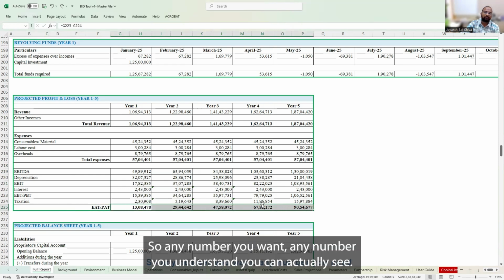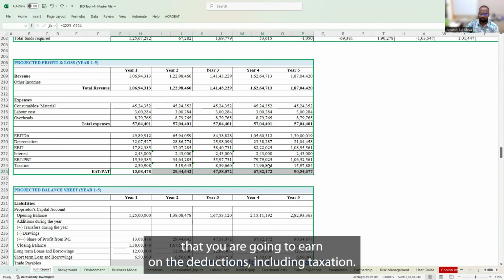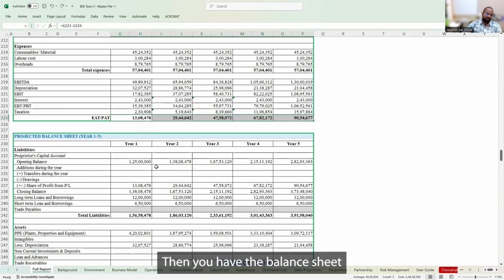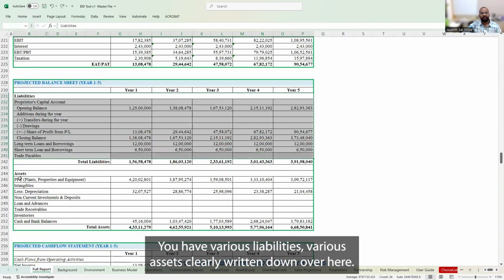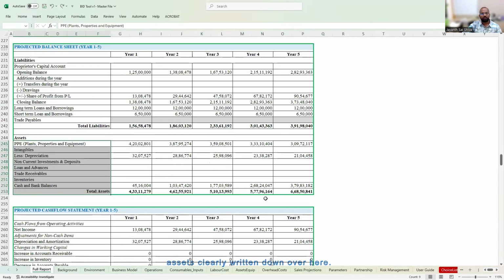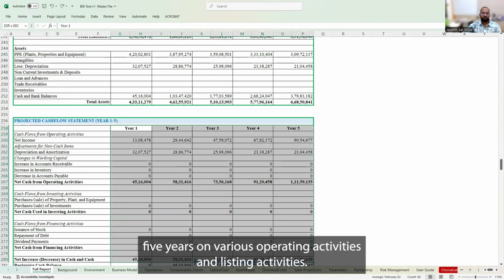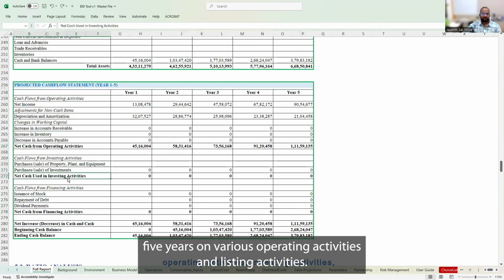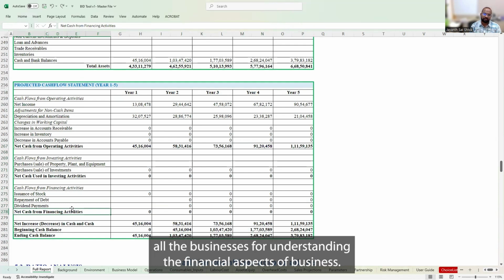So any number you want, any number you need to understand, you can actually see. But ultimately, this is the amount that will be the profit that you are going to earn after all the deductions, including taxation. Then you have the balance sheet for the 5 years. You have various liabilities, various assets clearly written down over here. Then you have cash flow statements for the first 5 years on various operating activities, investing activities, financing activities. These are the standard formats across all the countries, across all the businesses for understanding the financial aspects of business.